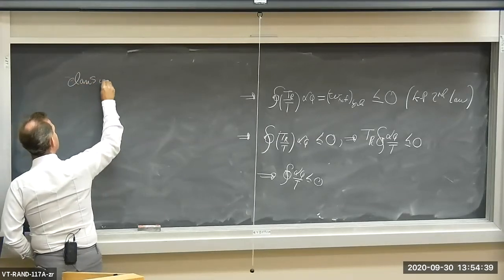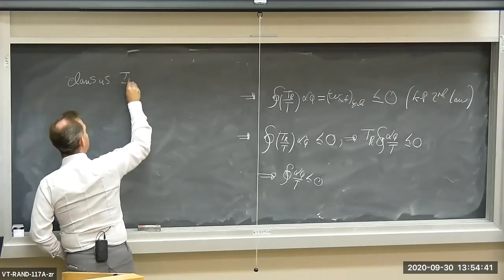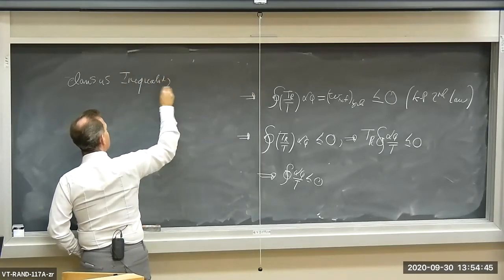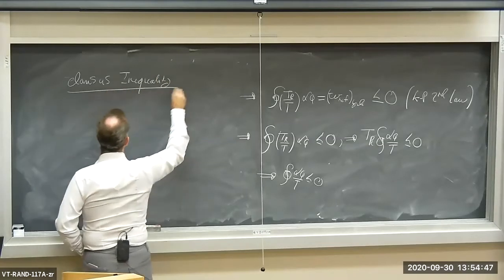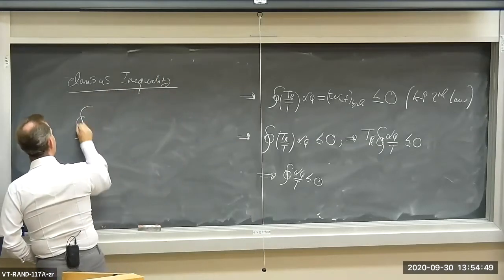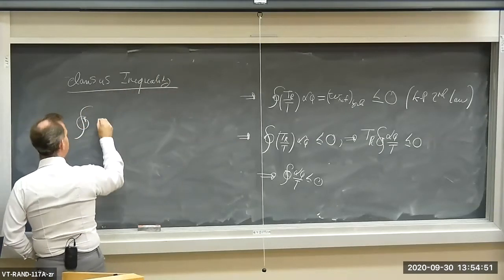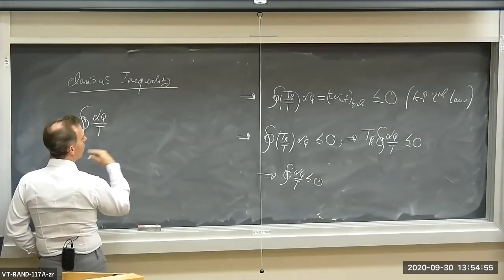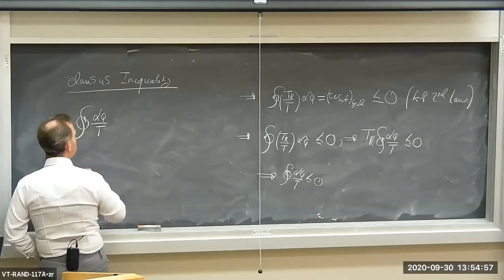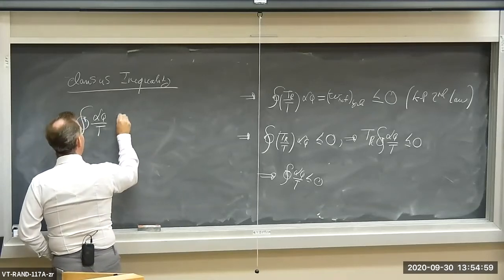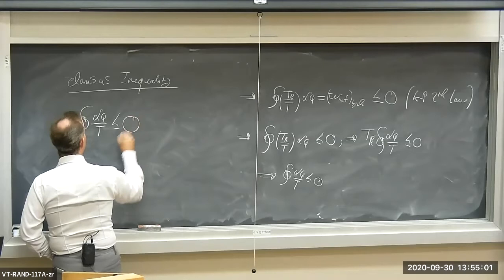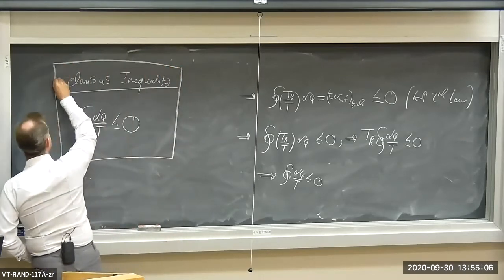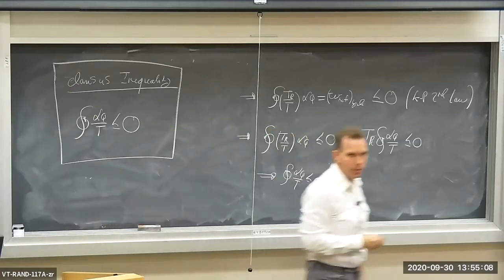Clausius inequality. The integral of the heat transfer into a system divided by the temperature of the system, or the temperature at which the heat was transferred, has got to be less than or equal to 0. This is your Clausius inequality. Put a box around it. That's an important result.